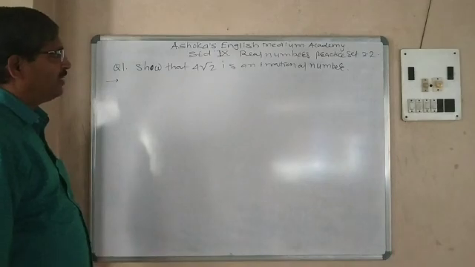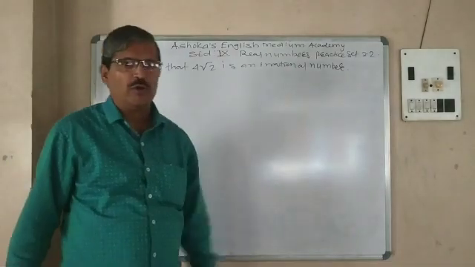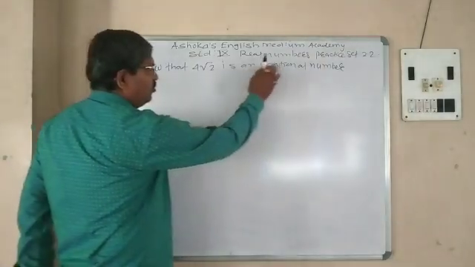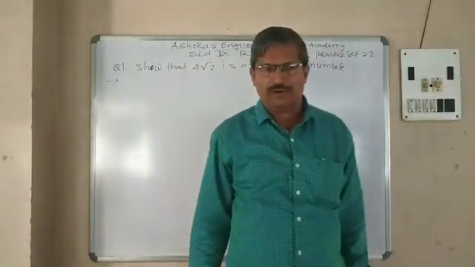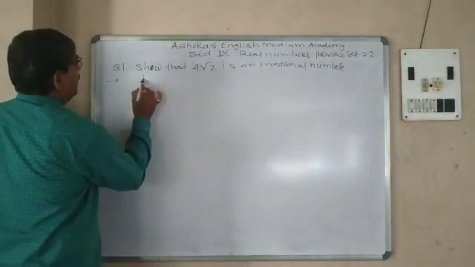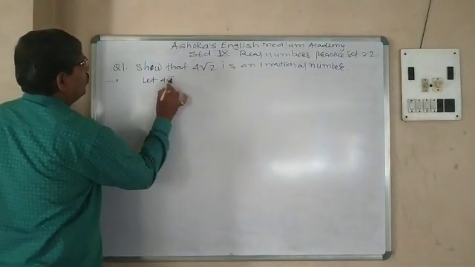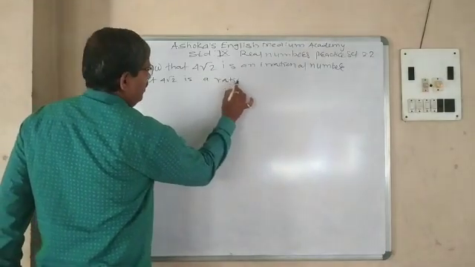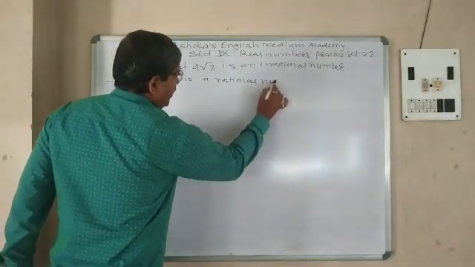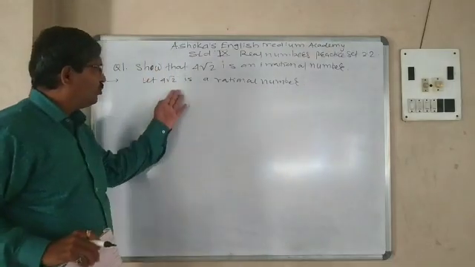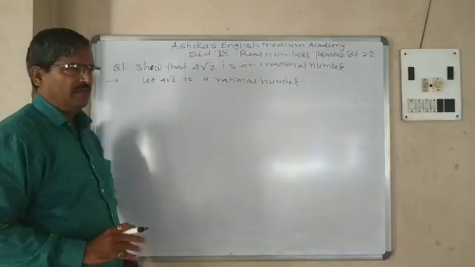We are going to take information about practice set 2.2. The first question is given here. Show that 4 root 2 is an irrational number. It is very simple. How will you solve this? Look here. Let 4 root 2 be a rational number. We have considered that 4 root 2 is a rational number.